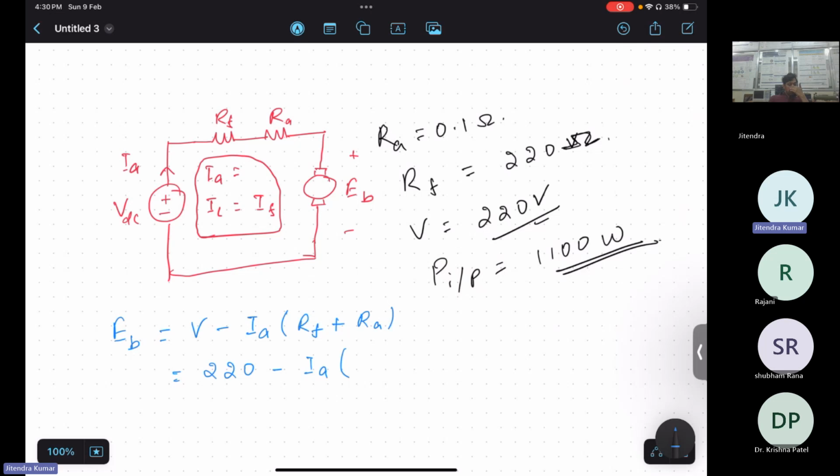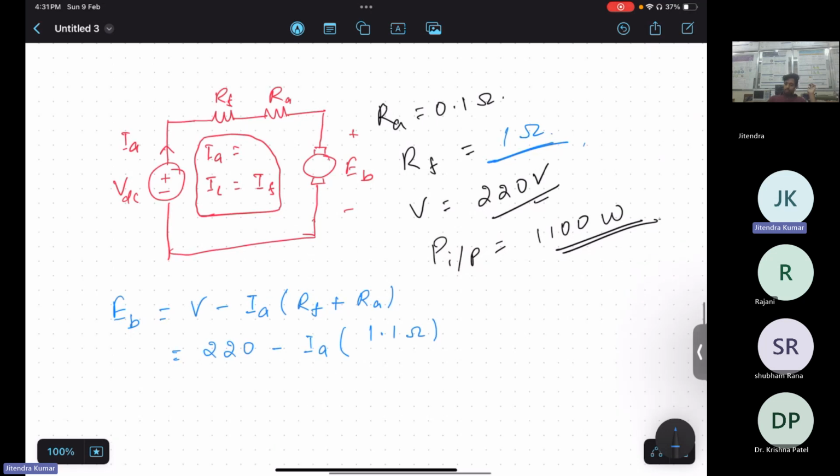So the other thing is, for a series excited motor, RF could not be such a large value as in a shunt motor. So let's suppose series field resistance is 1 ohm. Okay, the reason behind that we can also explain with reasoning. So now RF plus RA is 1.1 ohm.